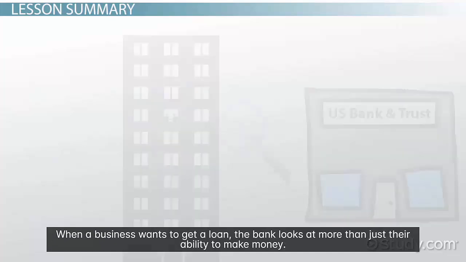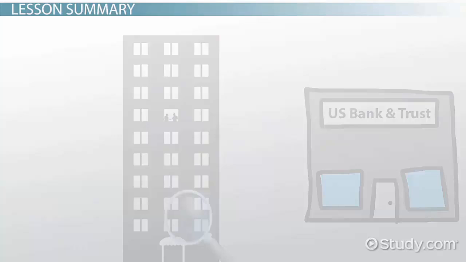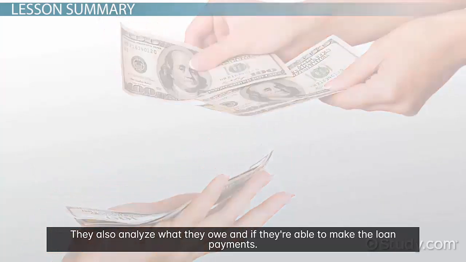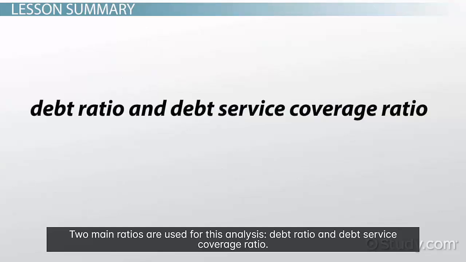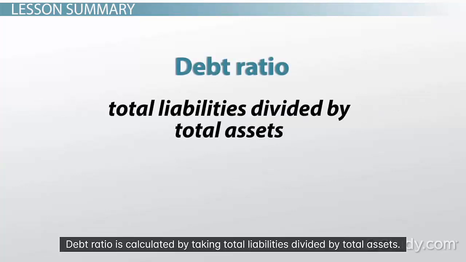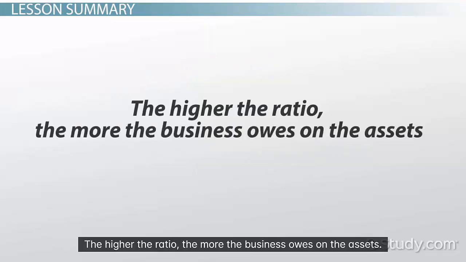When a business wants to get a loan, the bank looks at more than just their ability to make money. They also analyze what they owe and if they're able to make the loan payments. Two main ratios are used for this analysis: debt ratio and debt service coverage ratio. Debt ratio is calculated by taking total liabilities divided by total assets. It shows what percentage of business assets are financed with loans. The higher the ratio, the more the business owes on the assets.